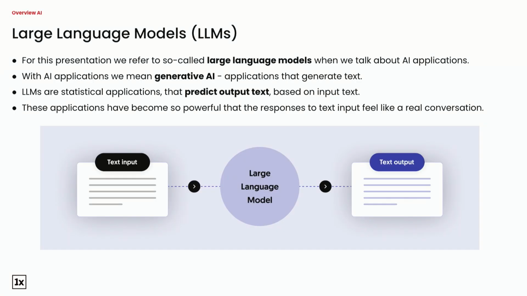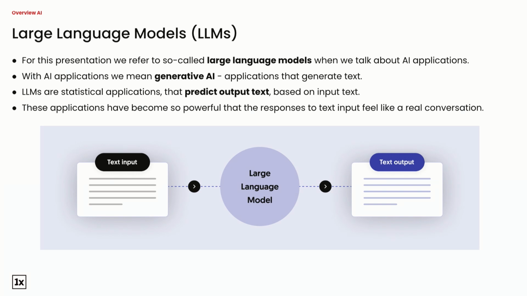All right, let's get started with large language models, the first part of the presentation. When we talk about AI today, in this presentation, we're referring to large language models, meaning text generation. Large language models generate text. That's why they're also referred to as generative AI. What these software actually do is predict output text. You see this here on the picture.